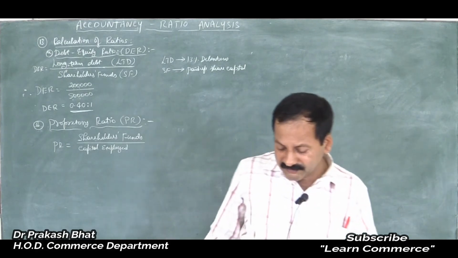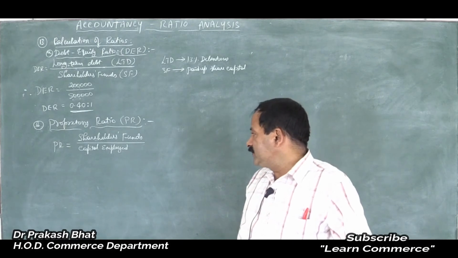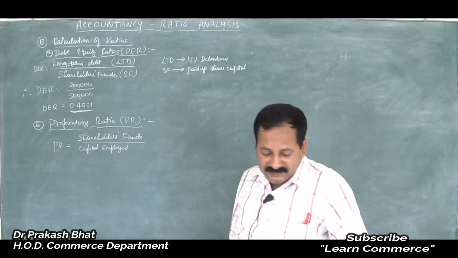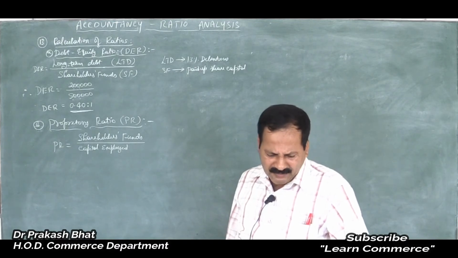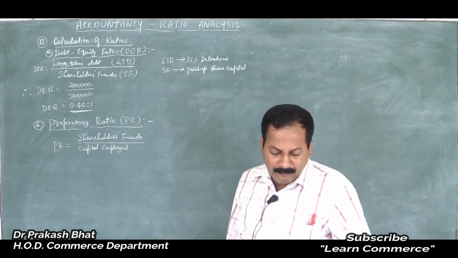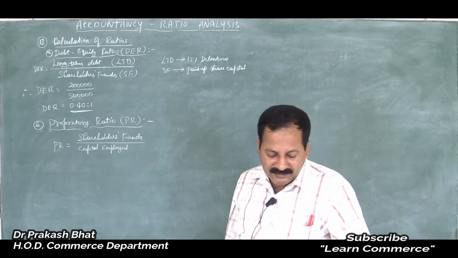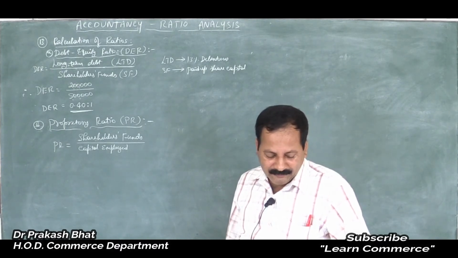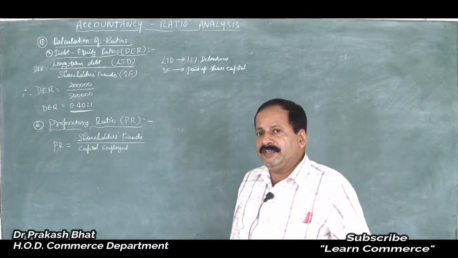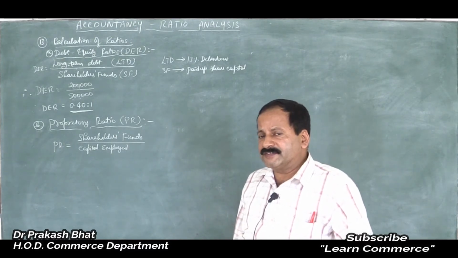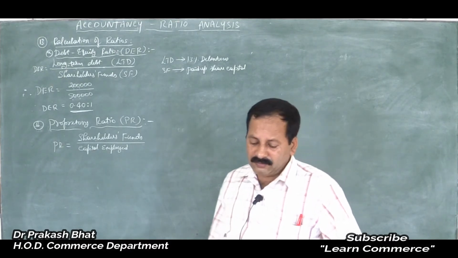How to calculate capital employed here? Shareholders funds we can calculate, it is given in the problem, right? Paid up share capital is given, but what about capital employed? How will you calculate capital employed? Capital employed is either the total of assets or total of liabilities. Am I correct?